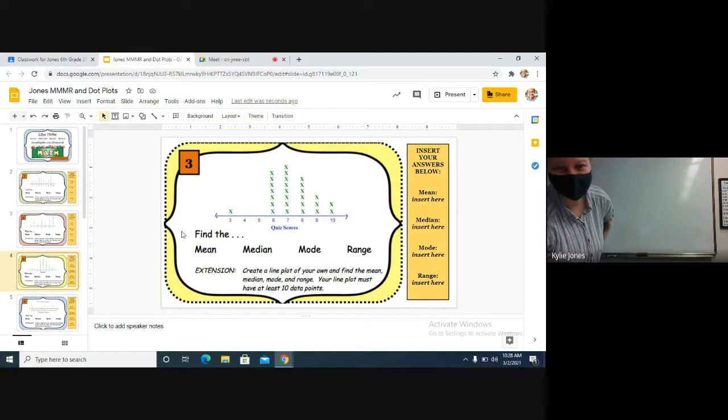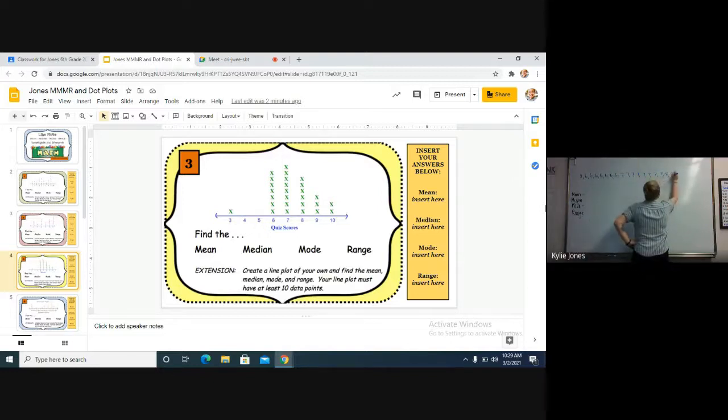How many 6s? There's 7 6s. So we have 1, 2, 3, 4, 5, 6, 7. Okay. Got all my 6s. How many 7s now? There's 8 7s. Okay, so we have 1, 2, 3, 4, 5, 6, 7, 8. Is that right? Okay.